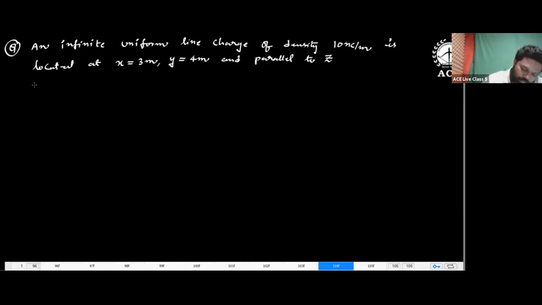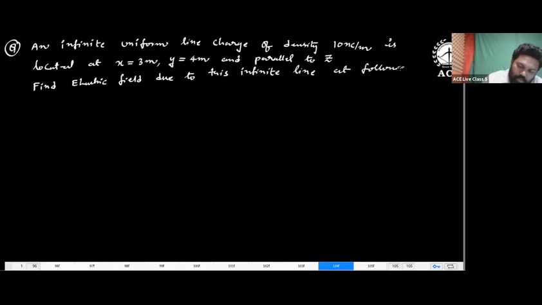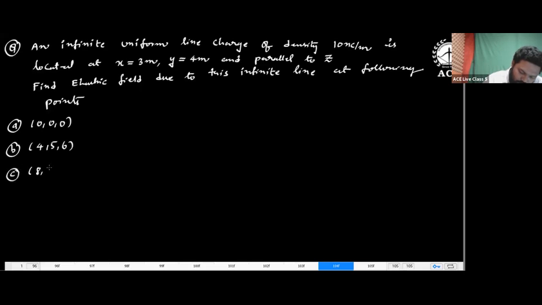Find the electric field due to this infinite line at the following points. Question A: 0, 0, 0. Question B: 4, 5, 6. Question C: 8, 8, 8.